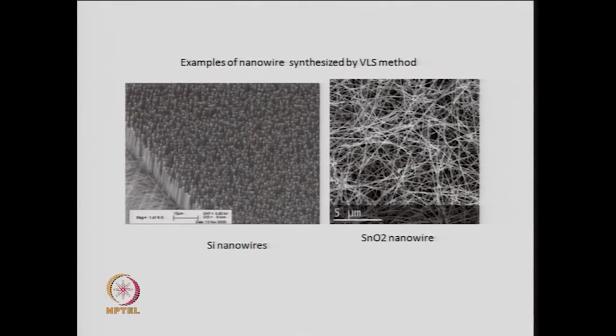Now, these are examples of nanowires grown by the VLS method, that is the vapor, liquid, solid method. These are silicon nanowires which are very well aligned, as you can see, and these are some tin dioxide nanowires which are of course not so well aligned. So, it depends on the material, it depends on the substrate, it depends on growth conditions, what is the temperature, etc., that you can sometimes get aligned nanowires, and sometimes you get nanowires in a bunch.